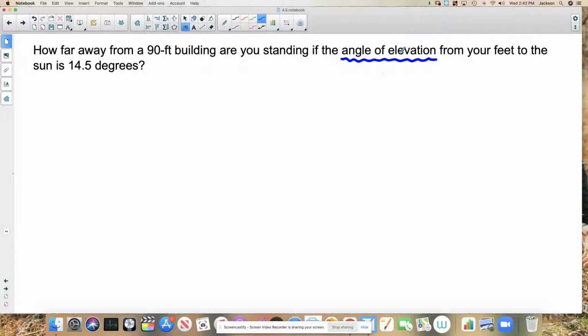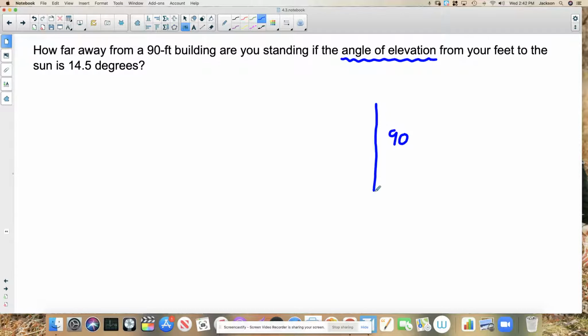Angle of elevation. When you think about elevation, you think about things that go up and down, right? Objects that elevate. Usually, this connotes that things are going up. So an angle of elevation is always measured from a horizontal plane swinging up. So here's our 90-foot building. We're going to just do this crude drawing here. Here's our 90-foot building right here, okay?